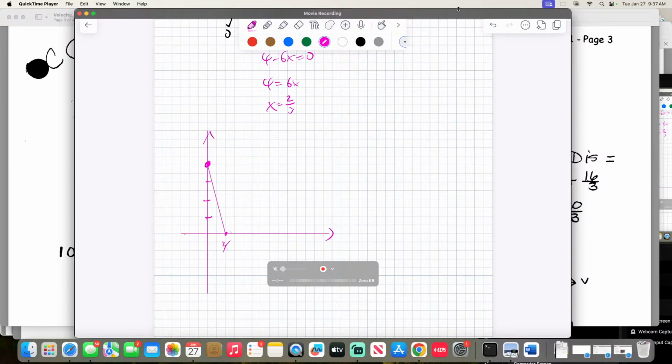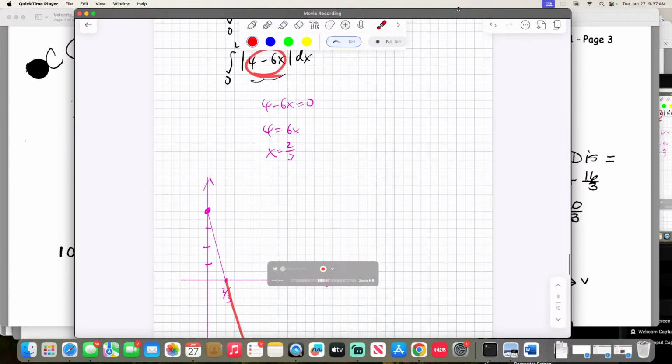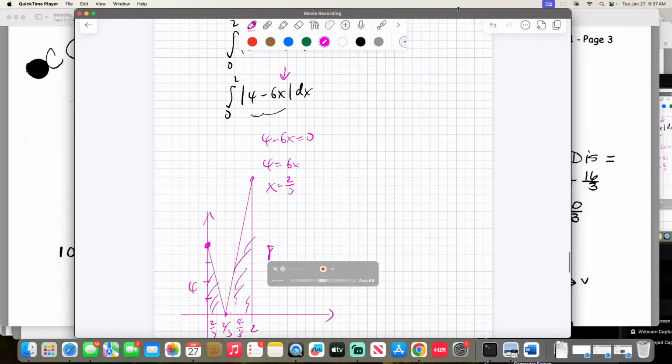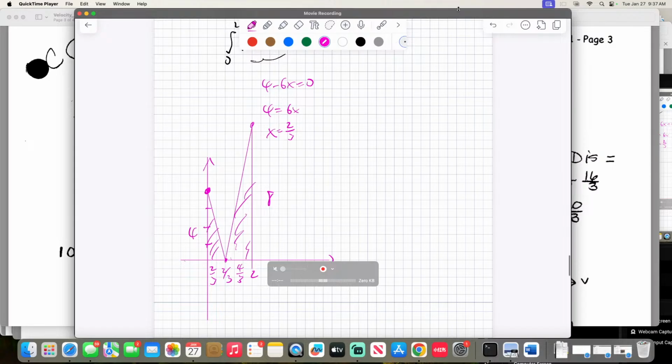So this is 2/3. Now this line's supposed to be continuous going, because 4 minus 6x is continuous, but it's gonna spike up a lot more. So it's gonna be like here. Basically you just figure out the area here and the area here. We know this is 4, this is 2/3, and that's one triangle. And from 2/3 to 2, this is going to be 4/3, and this is going to be 8. How do I know it's 8? I can plug in 2 in here. I'm going to get absolute value of negative 8.